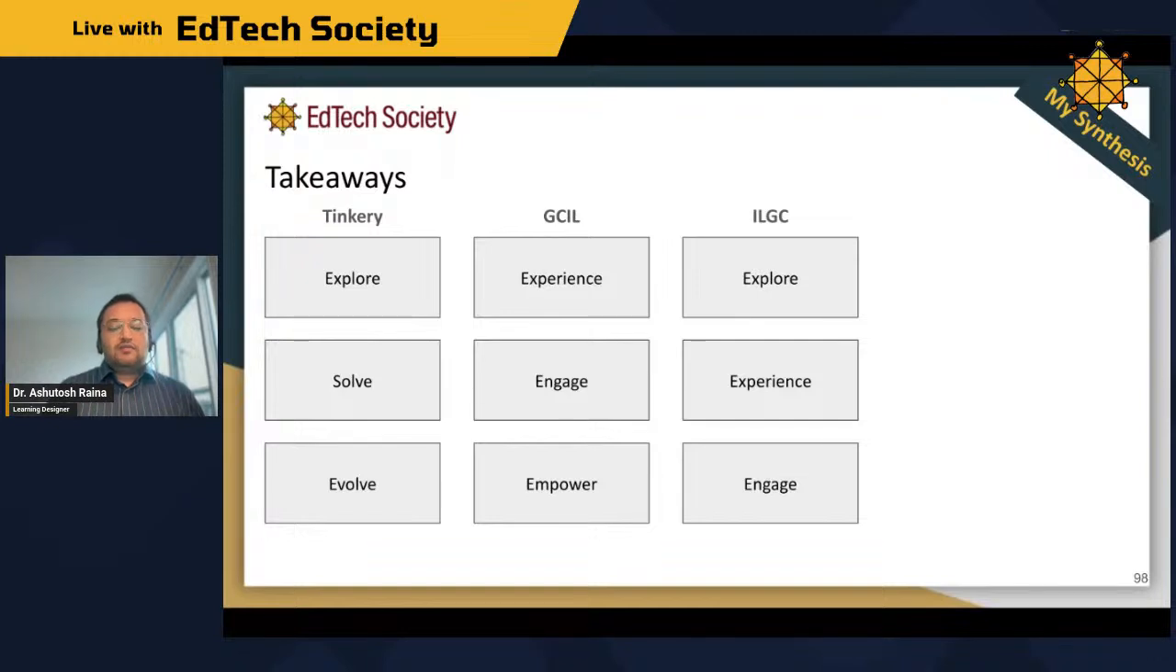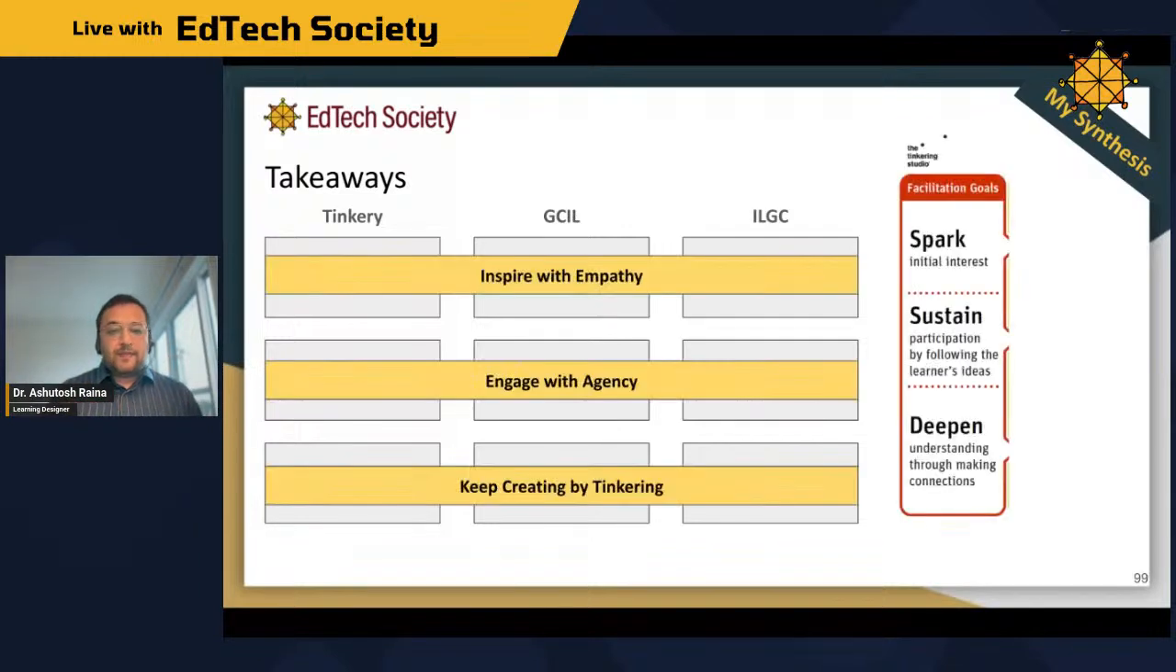So now, if we actually look at Tinkery, GSIL, and ILGC that we talked about, and we look at them in terms of structure, we see the similarity, even though they are very different things. The similarity lies in the three phases, you could call, which is inspire with empathy, engage with agency, and keep creating with tinkering, which also aligns to one of the models from the tinkering studio or Exploratorium, which talks about sparking interest, sustaining, and then deepening that interest.